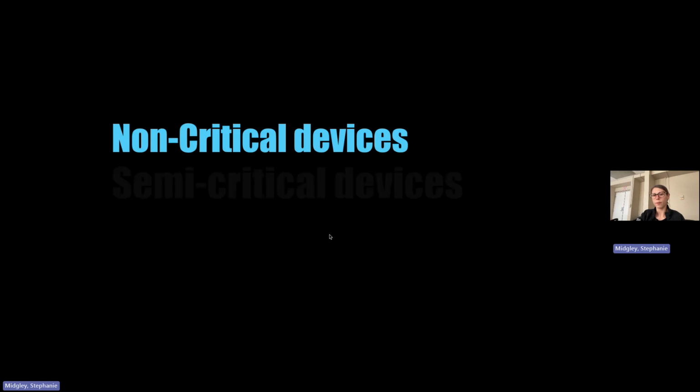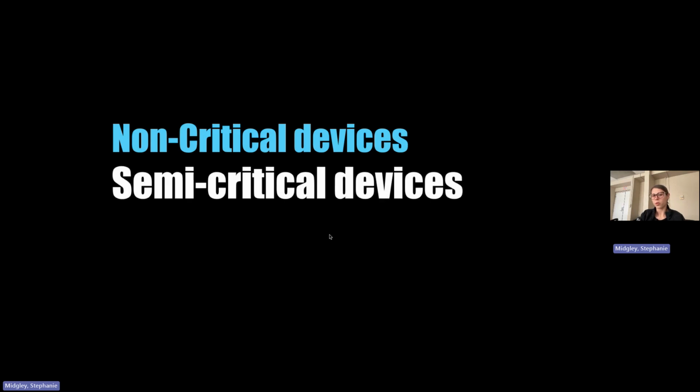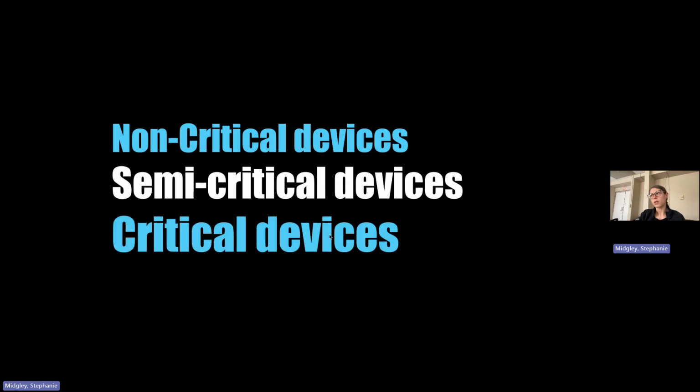So you have non-critical devices. This is essentially 99% of what we do in scanning. This is intact skin that you're using a probe for. You have your semi-critical devices. These touch either non-intact skin or mucous membrane, like your transvaginal scans or your TEEs. And then critical devices is not ED, but this is essentially sterile tissue or intravascular.